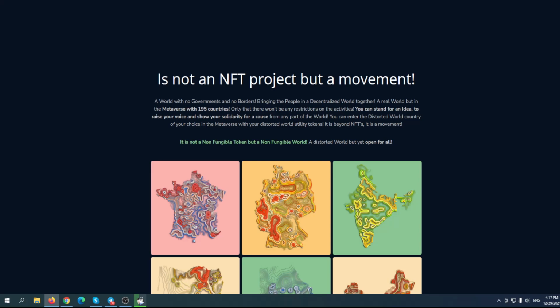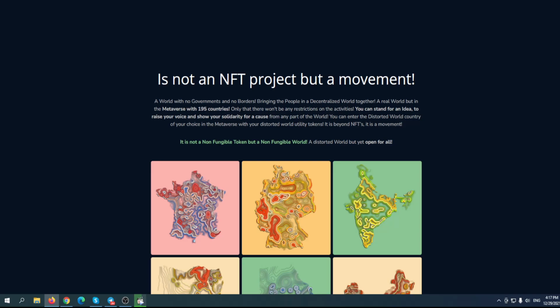But they have some great plans in the future. A world with no government and no border, bringing the people in a decentralized world together. A real world, but in the metaverse with 195 countries. Only that there won't be any restrictions on the activities. You can stand for an idea, raise your voice, and show your solidarity for a cause from any part of the world. You can enter the Distorted World country of your choice in the metaverse with your Distorted World utility tokens. It is beyond NFTs, it's a movement.